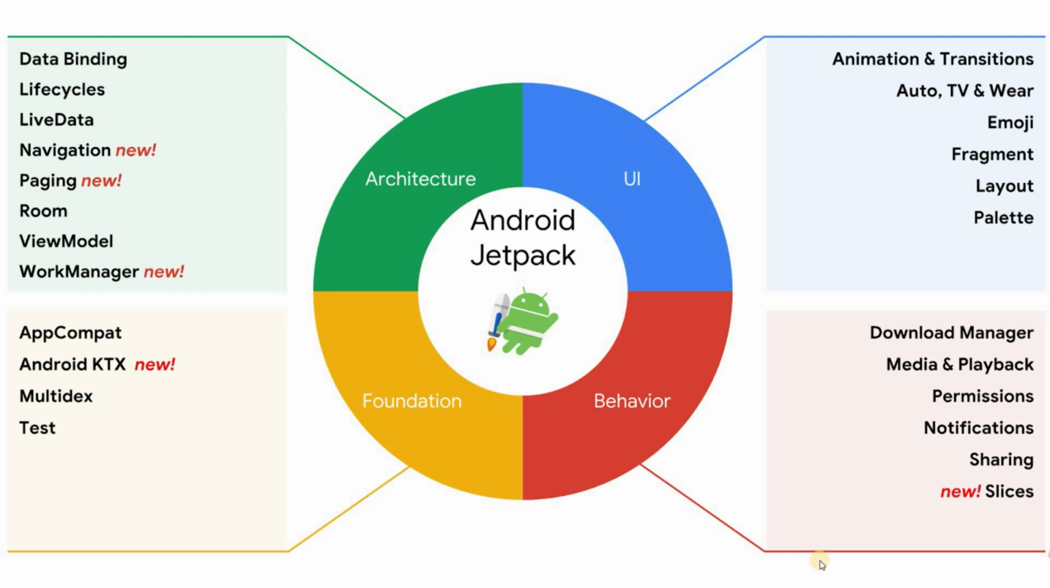There are some topics that fall under each category. For example, if I talk about architecture, there are some topics like data binding, lifecycles, LiveData, and so on. If we talk about behavior, there are some topics like download manager, media and playback, permissions, and so on. Again, many of these existed previously.